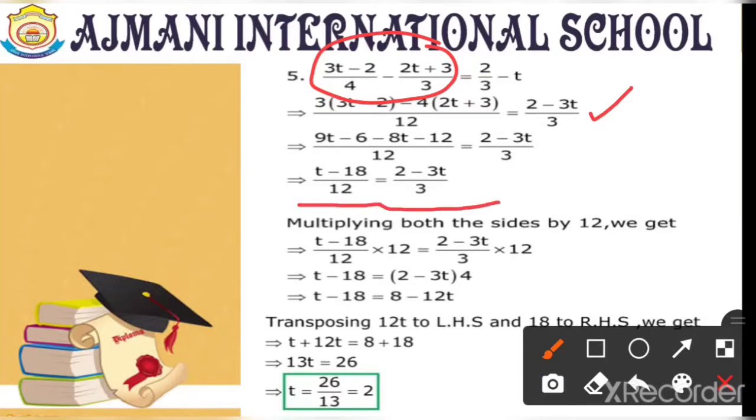minus 3t by 3. As you can see, the 12 and 3 are in the denominators of LHS and RHS respectively. After solving it further, you would be getting 13t is equal to 26, or the value of t would be 26 by 13, that is nothing but 2.